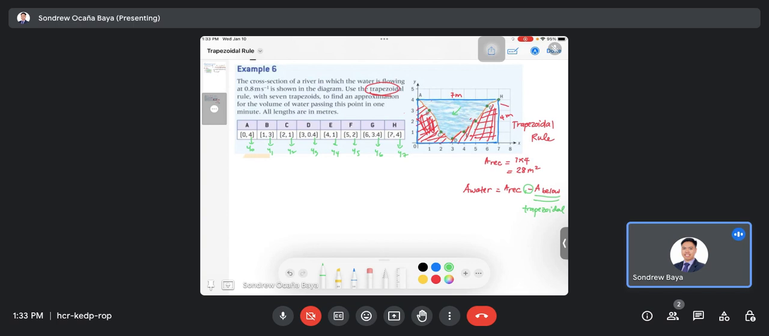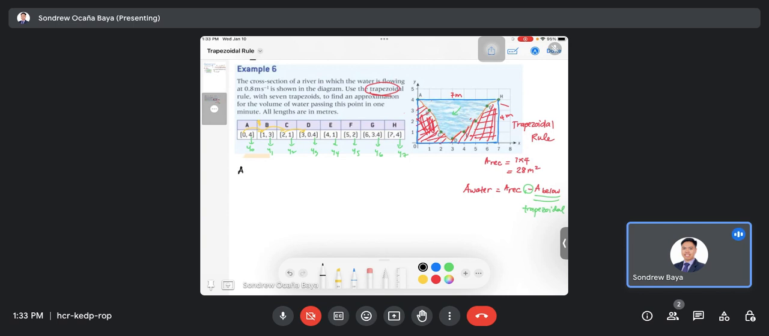Now, how about for the x? The x is the width or the height of the trapezoid. If we rotate it, it's the height. But in this case, it's the width. So the width must be constant. So if you try to look at it from 0 to 1, from 1 to 2, from 2 to 3, and so on, the interval is 1. That's why our x is 1. So we can now go ahead and find the area below the curve by means of trapezoidal rule.